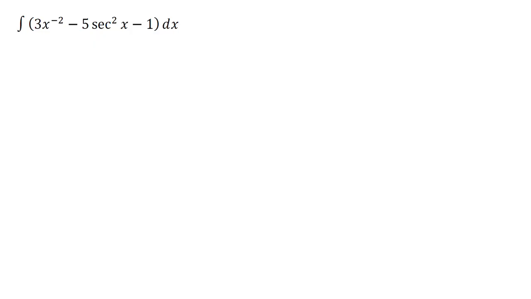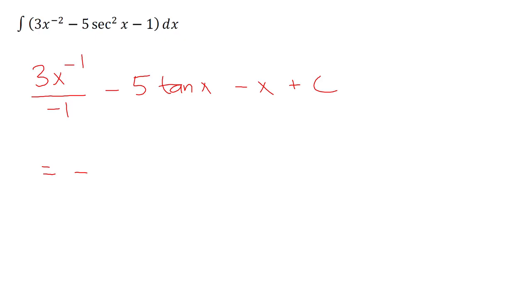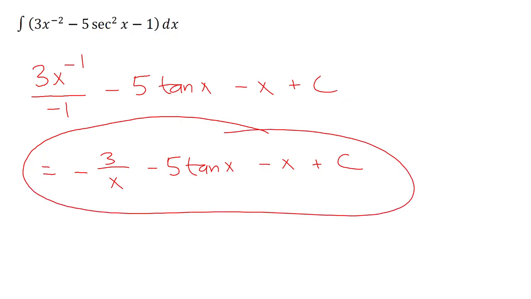All right, for this one, we'll go up from 3x to the negative 2 to 3x to the negative 1, and then we'll divide by negative 1. And then on our integral rule sheet, the integral of secant squared is just tangent, right? Because the derivative of tangent is secant squared. So that's minus 5 tangent x, and then minus x plus your constant. And of course, we'd like to rewrite this as negative 3x to the negative 1, or probably just negative 3 over x, minus 5 tangent x minus x plus c.